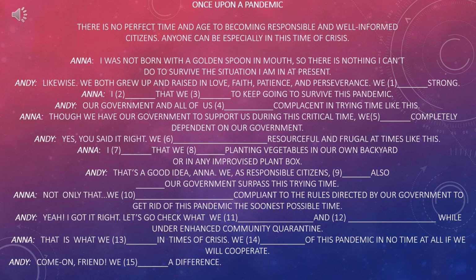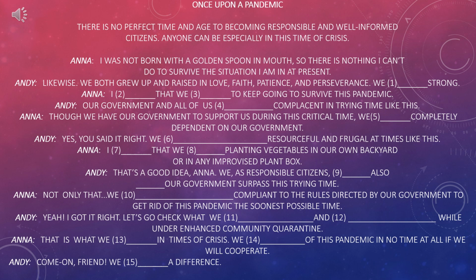We blank strong. Anna, I blank that we blank to keep going to survive this pandemic. Andy, our government and all of us blank complacent in trying times like this. Anna, though we have our government to support us during this critical time, we blank completely dependent on our government. Andy, yes, you said it right. We blank resourceful and frugal at times like this. Anna, I blank that we blank planting vegetables in our own backyard or in any improvised plant box.